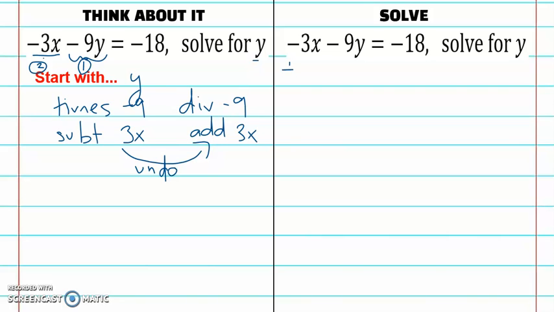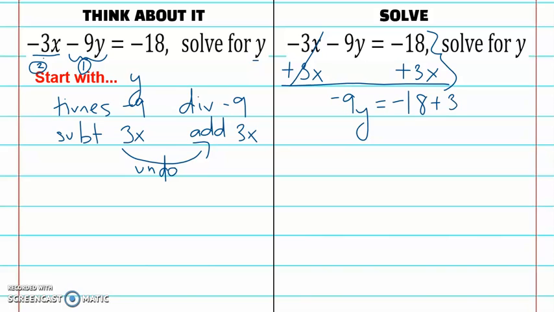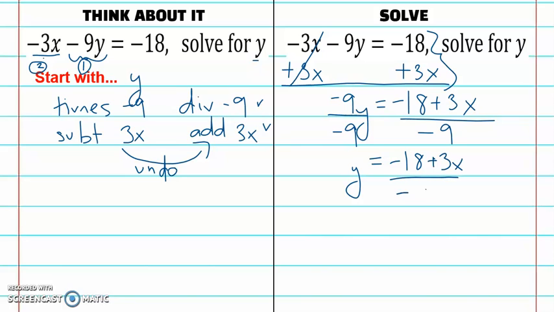Okay, let's do it. Add 3x to both sides, keep the balance. That zeroes out. We get negative 9y equals, I'm going to just read this exactly how it looks, negative 18 plus 3x. Okay, now it's time to divide by negative 9. Divide the whole other side by negative 9. We have positive 1y equals negative 18 plus 3x divided by negative 9. But we just said we always want to see if we can simplify. Always, always, always. Don't stop now.